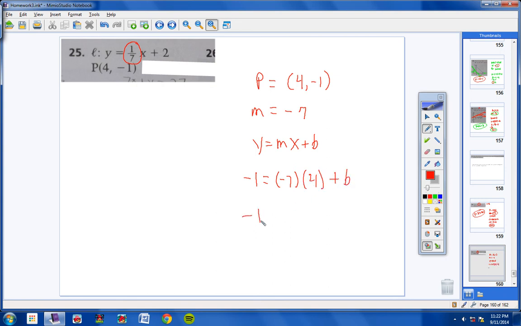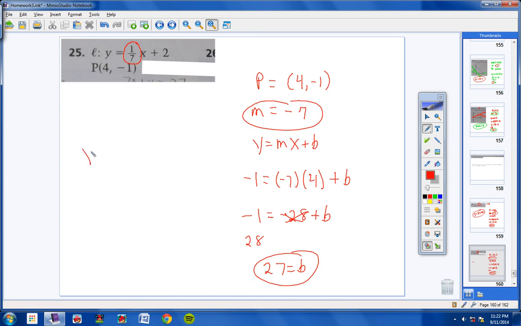And let's continue on. -1 equals -7 times 4 is a -28. Now bring the -28 over, and when you bring it over, it becomes a positive 28. -1 and 28 is 27. So we now know what b is. We know what m is. So we're ready to write our linear equation. Y equals -7x plus 27. All right, let's see if that's right. I hope it is. And yes, it is.